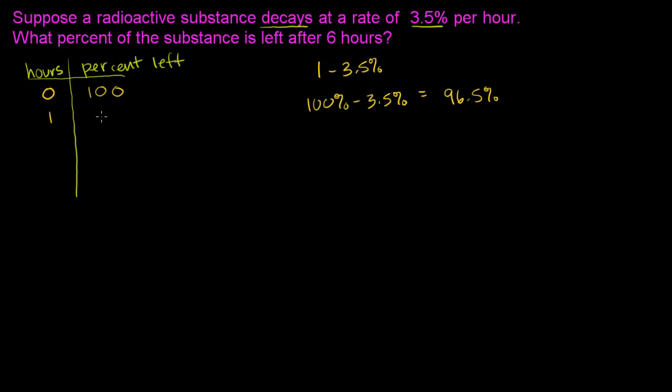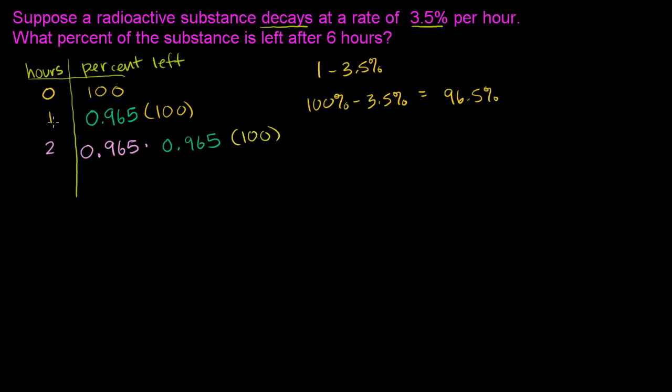So in hour 1, we're going to have 96.5% of hour 0, or 0.965 times 100. Now what happens in hour 2? Well, we're going to have 96.5% of the previous hour. We will have lost 3.5%, which means that we have 96.5% of the previous hour. So it'll be 0.965 times this, times 0.965 times 100. I think you see where this is going in general.